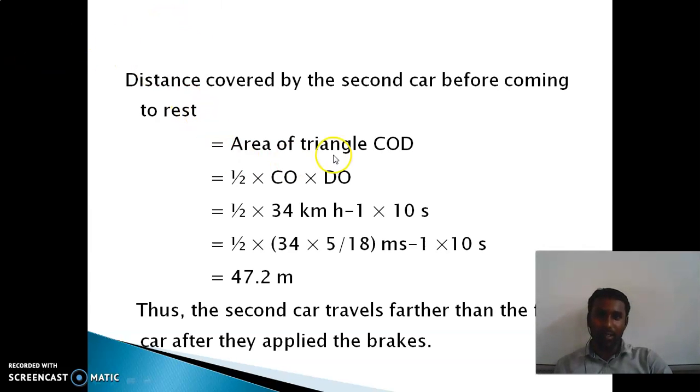So the area of triangle COD is half into CO into DO. CO is 34 kilometers per hour, which is simply the speed value, and DO is the time taken, 10 seconds. So half into 34 into 10, and we convert kilometer per hour to meter per second by multiplying by 5 by 18. Simply cancel and multiply, and we get 47.2 meter.